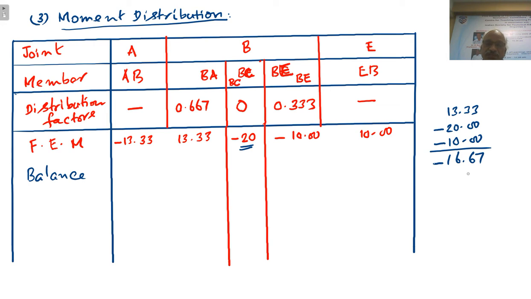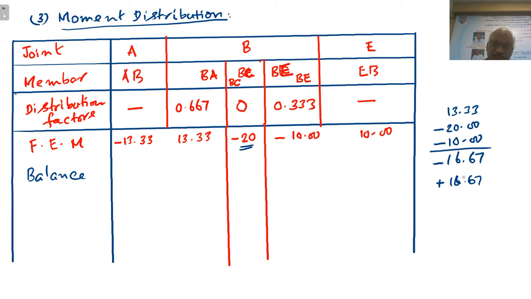There is an unbalanced moment of minus 16.67. So with this unbalanced moment, joint B cannot be under equilibrium. If joint B is to be under equilibrium, the algebraic sum of all these three moments must be equal to 0. So for making this moment as 0, we have to apply plus 16.67. So when we apply plus 16.67 at joint B, the algebraic sum will be 0. So the joint B will be under equilibrium.